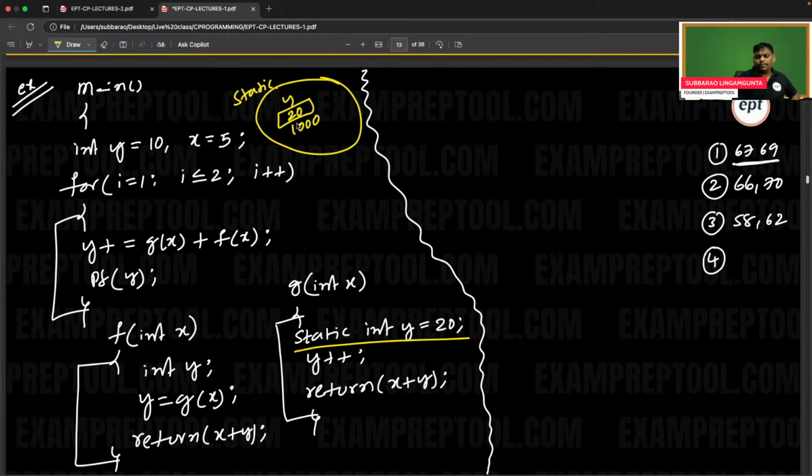No global, only local. A local variable is there, static int y is equal to 20. Static area, memory already allocated. Okay, compilation is over. It is the current status. Let me run the program.